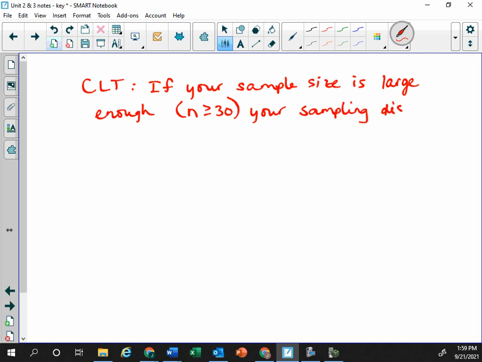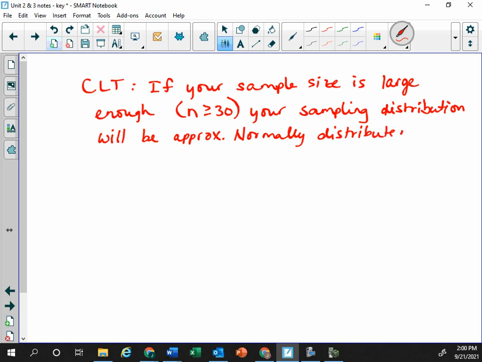your sampling distribution will be approximately normally distributed regardless of the original population shape.